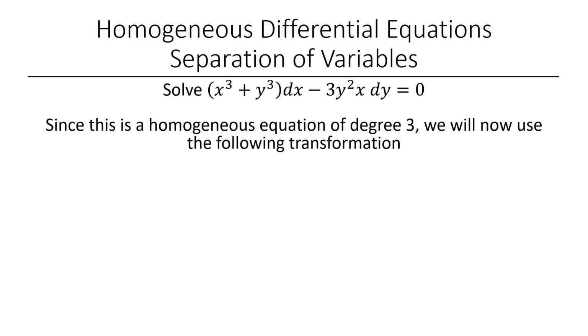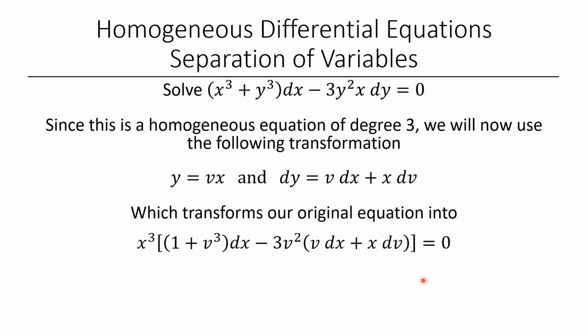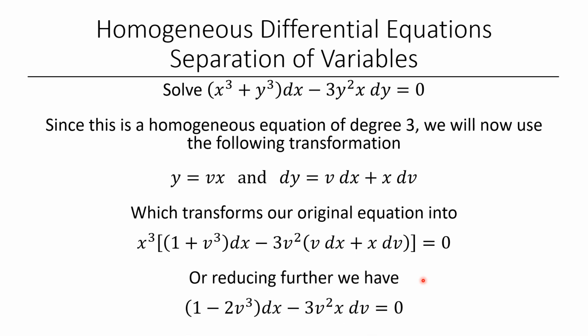Since this is a homogeneous equation of degree 3, we now use the standard transformation for these types of equations. We substitute vx for y. Using the chain rule and taking the derivative for dy, we put in v dx plus x dv. That transforms our original equation, and after some reducing we get (1 minus 2v cubed) dx minus 3v squared x dv equals 0.